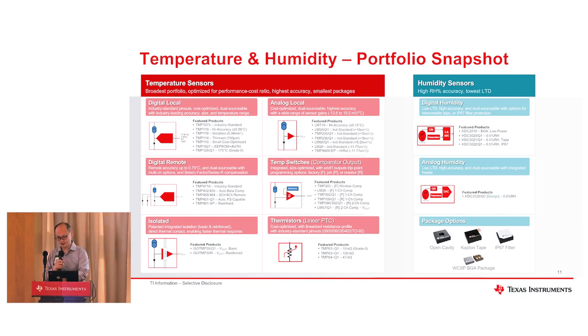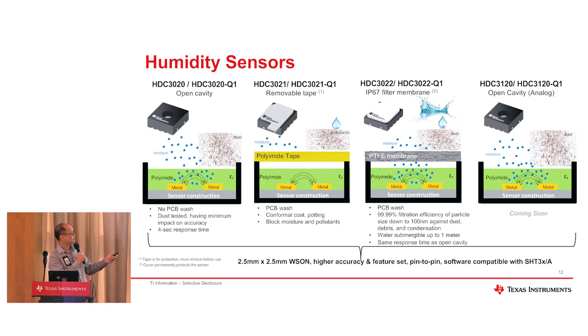So in terms of the packaging technology, we give you the various options. Here we have the open cavity. You can see in the package there's a hole in the middle. That's where you can get your air to flow through, and then you measure the humidity of the air that goes in through the cavity. And of course, with that, the dust can also go in. Dust can go in, and water can go in.